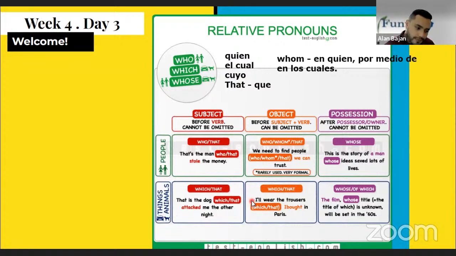Next example. Johnny. I wear the trousers I bought in Paris. I wear the trousers which I bought in Paris. I wear the trousers that I bought in Paris. Okay.